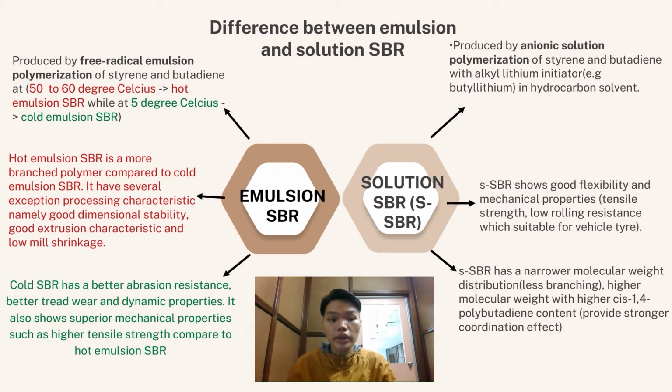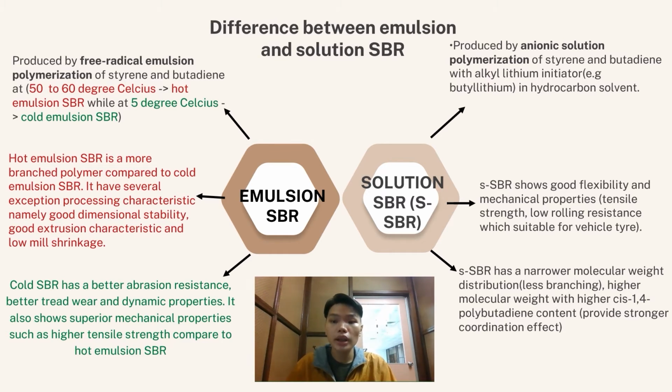The hot emulsion SBR is a more branched polymer compared to the cold emulsion SBR. It also shows several characteristics, namely good dimensional stability, good extrusion, and low mold shrinkage. Cold emulsion SBR has better abrasion resistance, better tread wear, and dynamic properties, but the most important is the mechanical properties, which are better than those of the hot emulsion SBR.